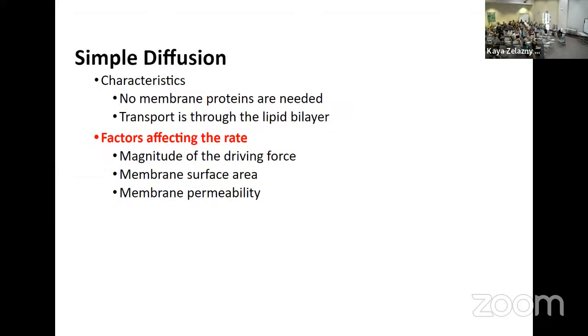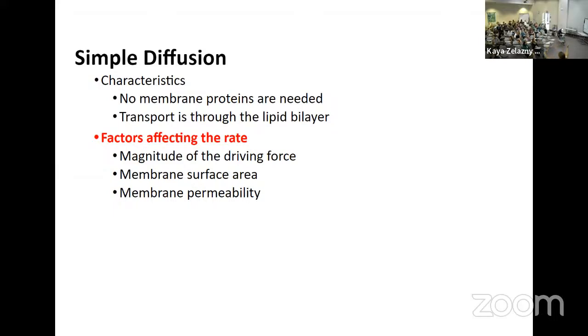Okay. So this means that we're going to have fewer factors influencing the rate of simple diffusion than our next couple types. Okay. So for simple diffusion, we need to know the magnitude of the driving force. So basically, if there's more of a gradient, that would be more of a chemical driving force, a larger one, greater push, right? You fall down the hill faster, that would influence simple diffusion, it would happen faster, it would influence the rate.